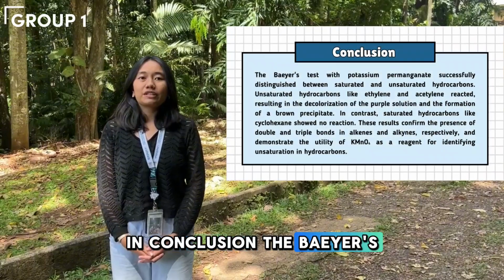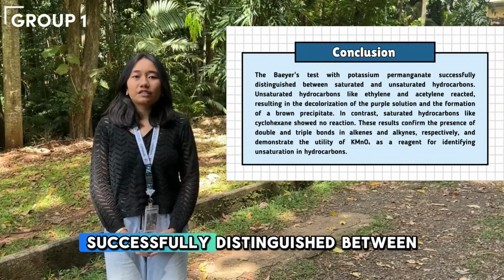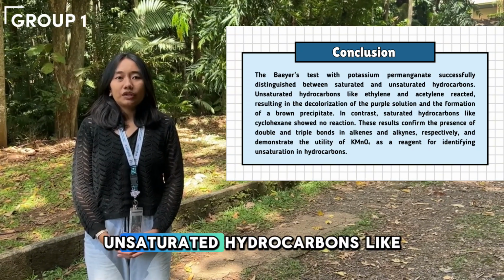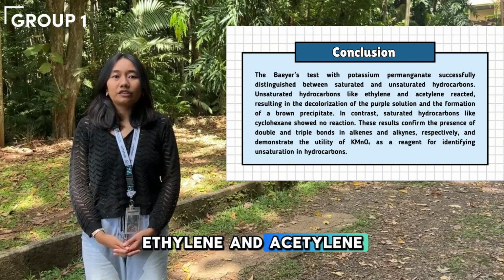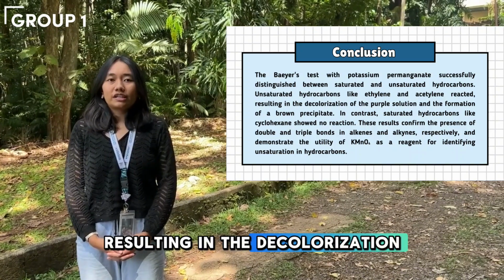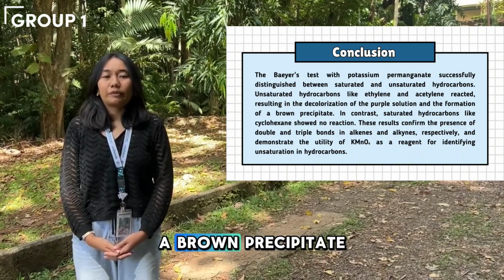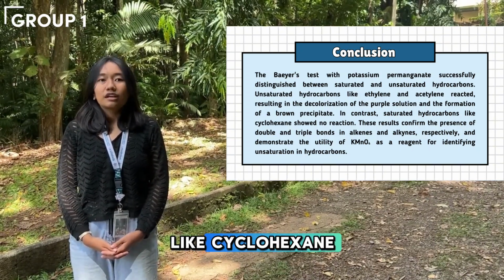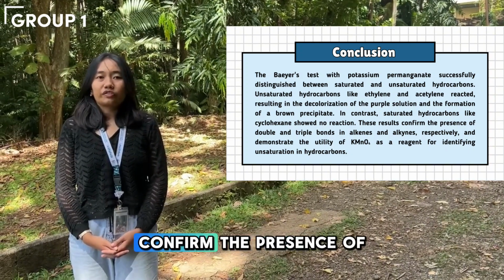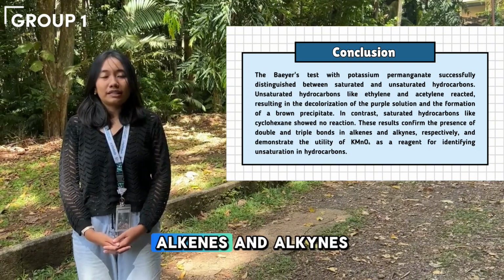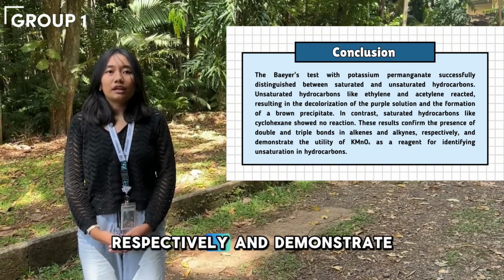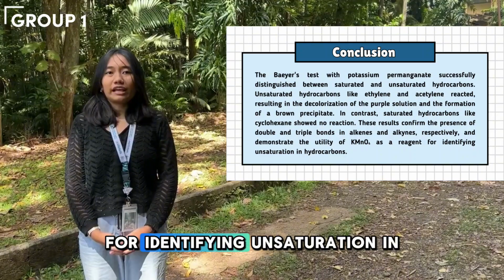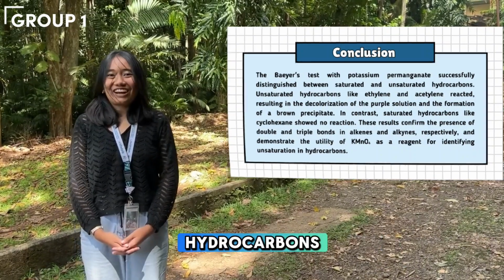In conclusion, the Baeyer's test with potassium permanganate successfully distinguished between saturated and unsaturated hydrocarbons. Unsaturated hydrocarbons like ethylene and acetylene reacted, resulting in the decolorization of the purple solution and the formation of a brown precipitate. In contrast, saturated hydrocarbons like cyclohexane showed no reaction. These results confirm the presence of double and triple bonds in alkenes and alkynes, respectively, and demonstrate the utility of KMnO4 as a reagent for identifying unsaturation in hydrocarbons.